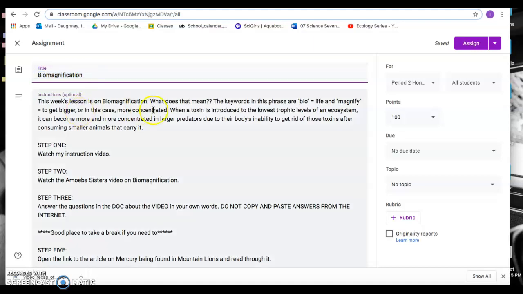This week's lesson is on biomagnification. All right, so what does that mean? Well, the key words in this phrase are bio, which means life, and magnify, which usually means to get bigger, but in this case, it means more concentrated. So when a toxin is introduced to the lowest levels of an ecosystem, it can become more and more concentrated in larger predators due to their body's inability to get rid of these toxins after consuming smaller animals that carry it. So what does that mean?